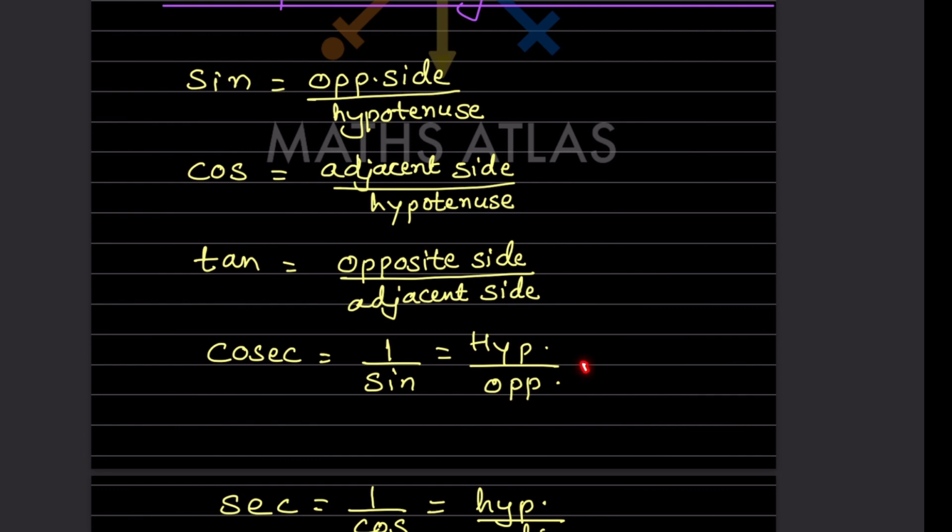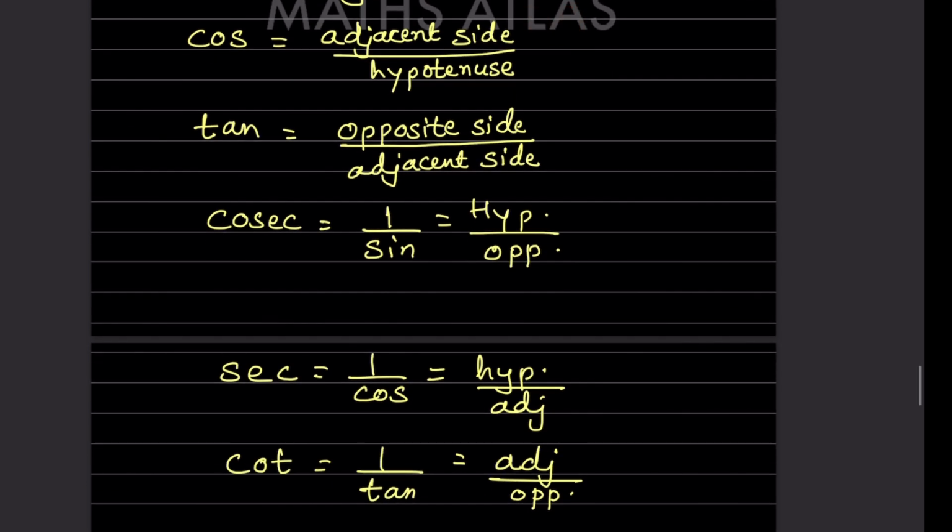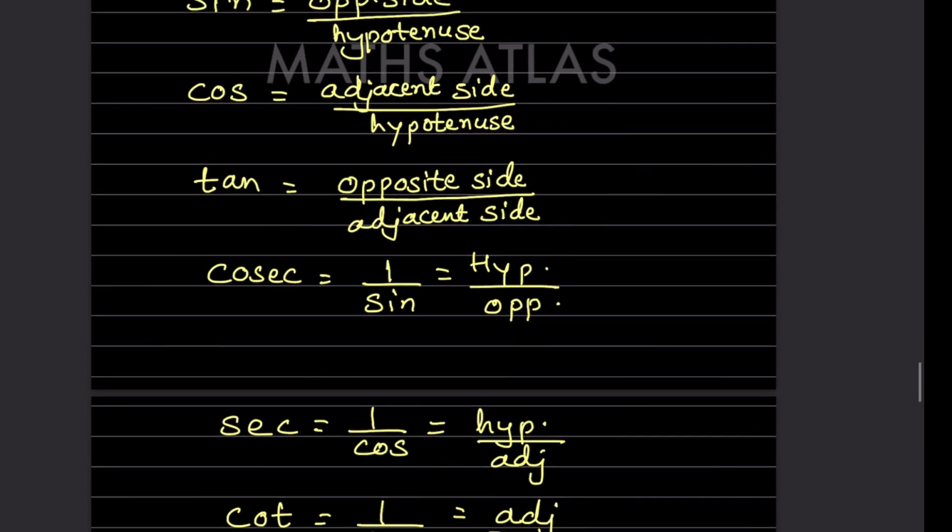So what is cosec? Cosec is 1 by sine, so you have to flip over this one. Again, what is sec? Sec is 1 by cos, so you have to flip over this one. Now cot is 1 by tan, so you have to flip over this tan. So hope you also got the 6 ratios.